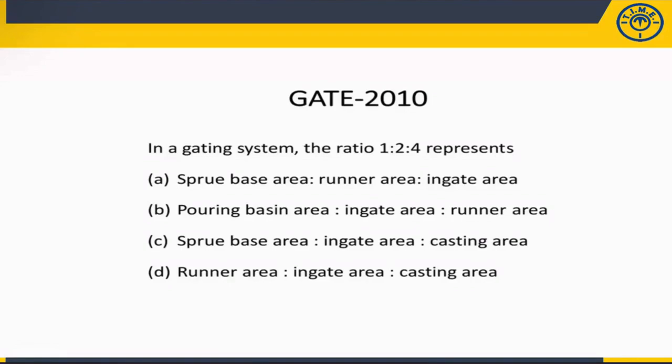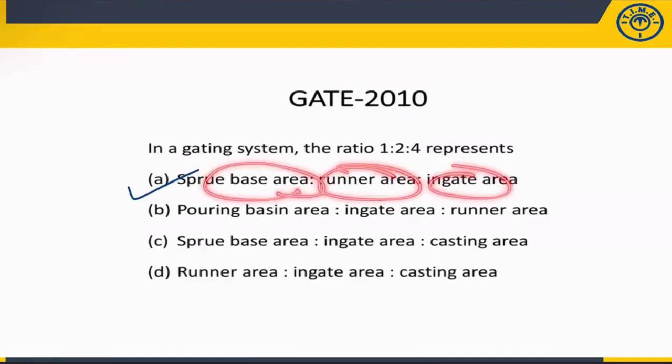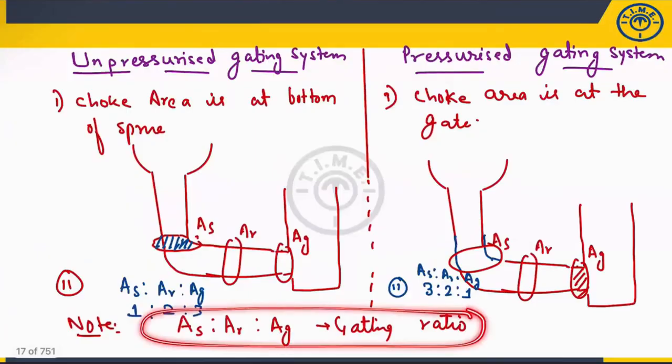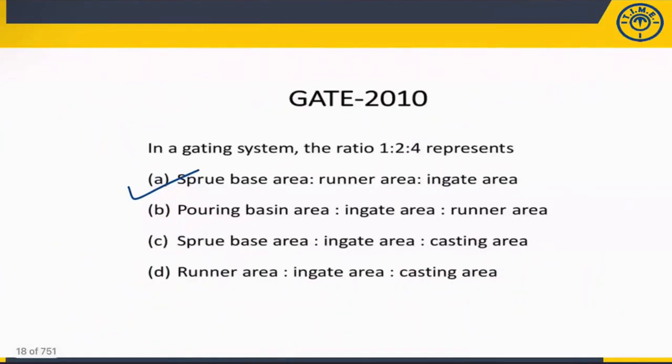Very nice. This is the response I want from you. So option A, very simple: base area, runner area, and the in-gate area. That is called the gating ratio. Now, if I ask you one more question, I am framing it: does this gating ratio represent a pressurized gating system or an unpressurized gating system? Then what will be the answer?